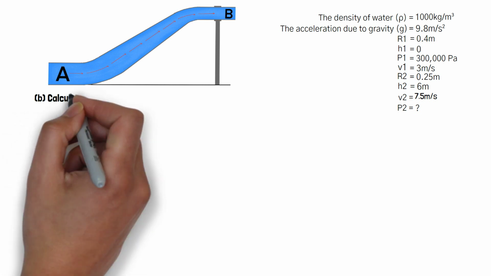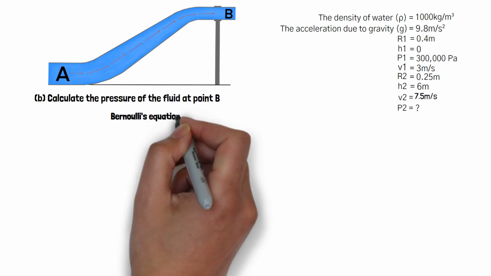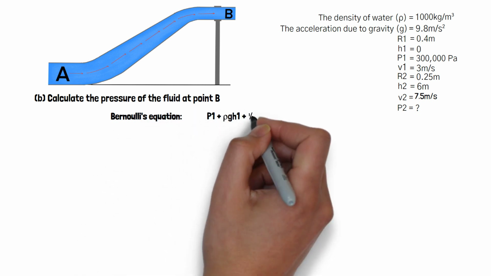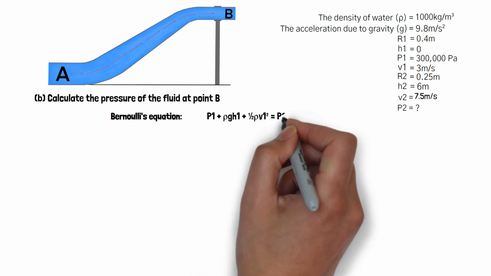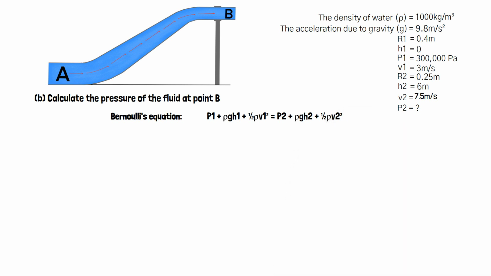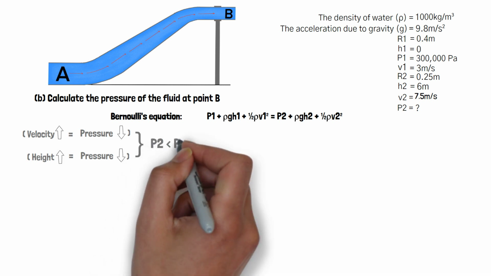Sub-question B requires us to calculate the pressure of the fluid at point B. This can be done by using Bernoulli's equation, shown on screen as P1 plus ρg H1 plus half ρ V1 squared equals P2 plus ρg H2 plus half ρ V2 squared. We must note that, as the velocity of the fluid increases, it will cause a drop in pressure. Similarly, as the height of the pipe increases, this will also cause a drop in pressure. These two changes will result in a significantly lower pressure for P2 than we have for P1.